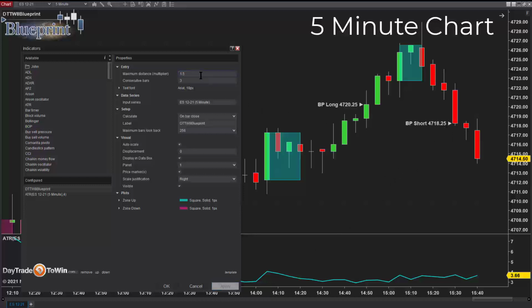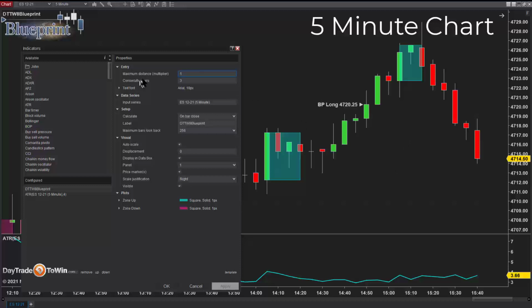But if you change this and you say, you know, I only want to have an entry if the entry is only 1 times the distance from the shaded area. So it really filters out, it adjusts the signals to appear or not appear based on whether or not it's too far away. And that is a very important part of trading because we don't want to enter after the fact. We want to enter at the beginning of a move up or a move down.